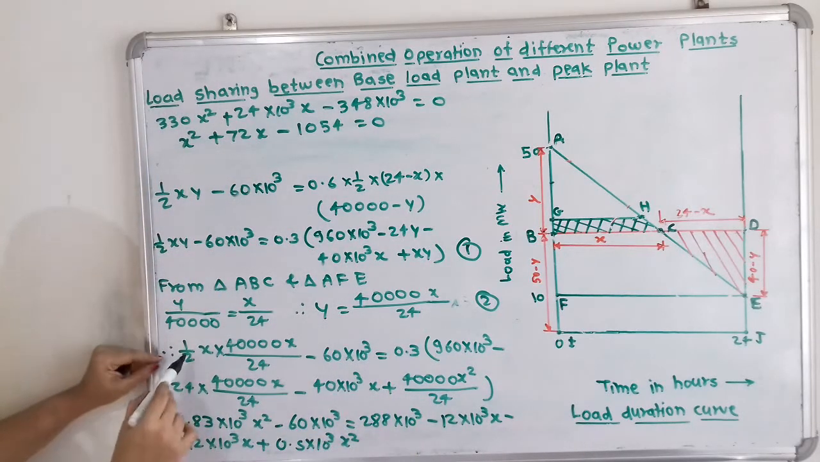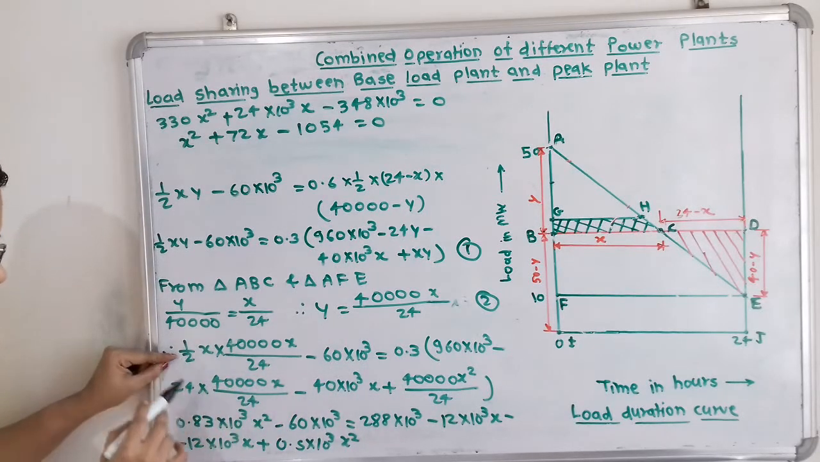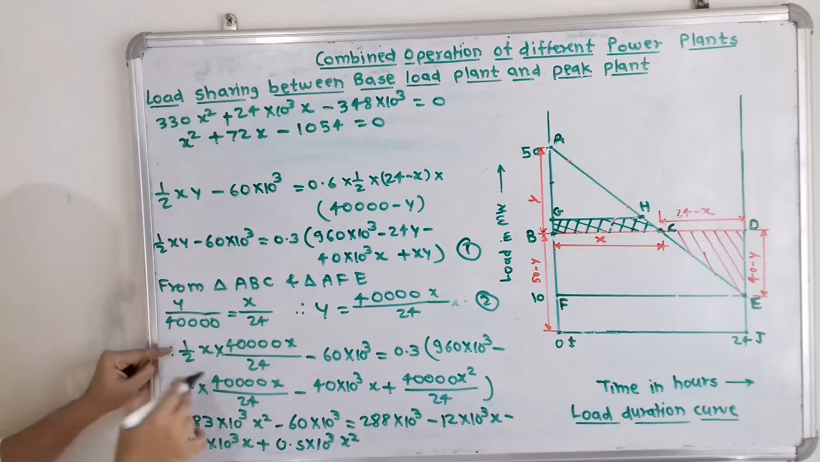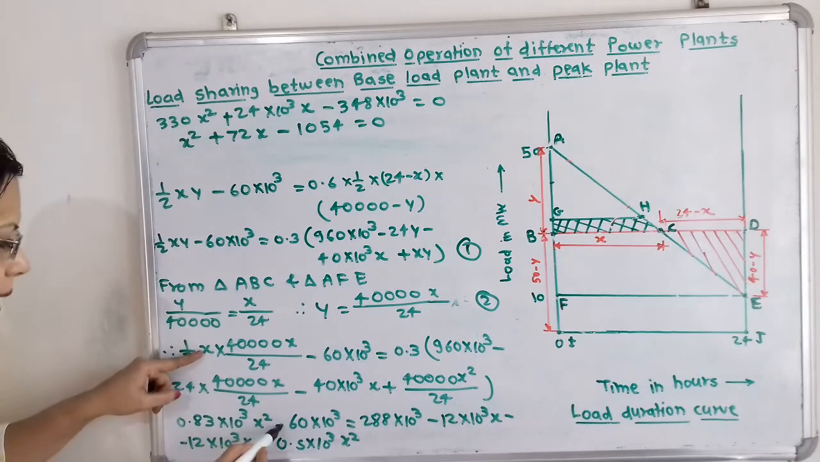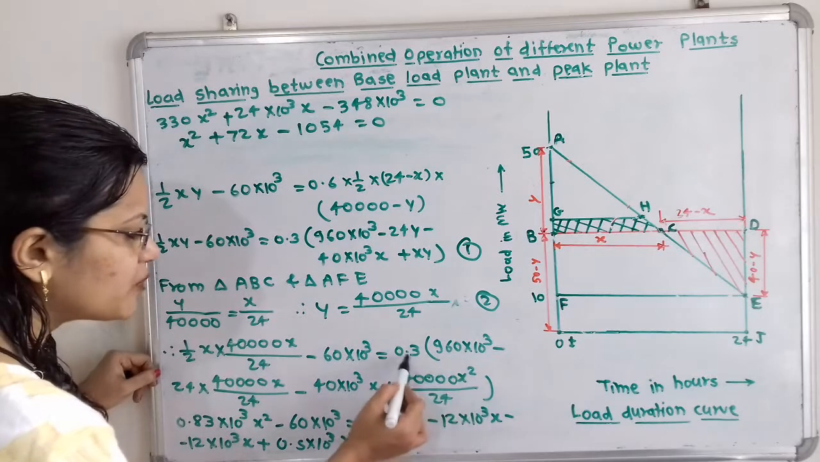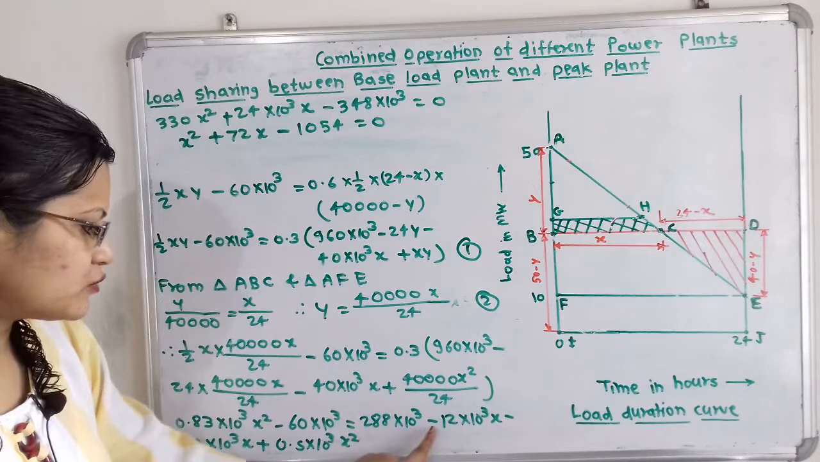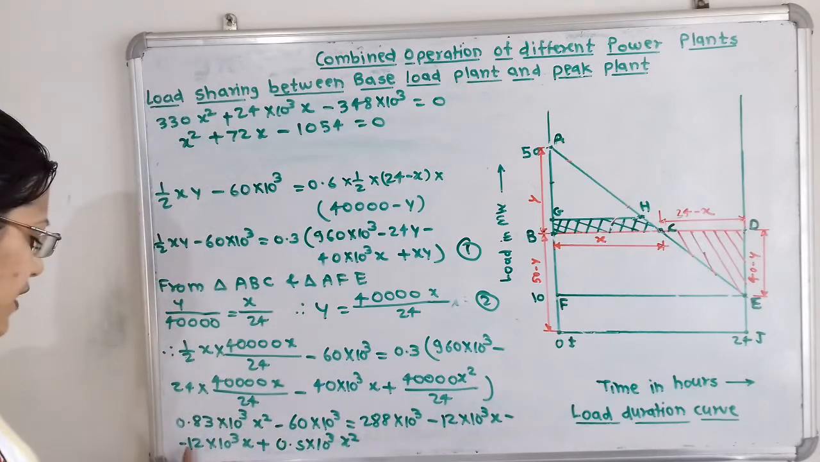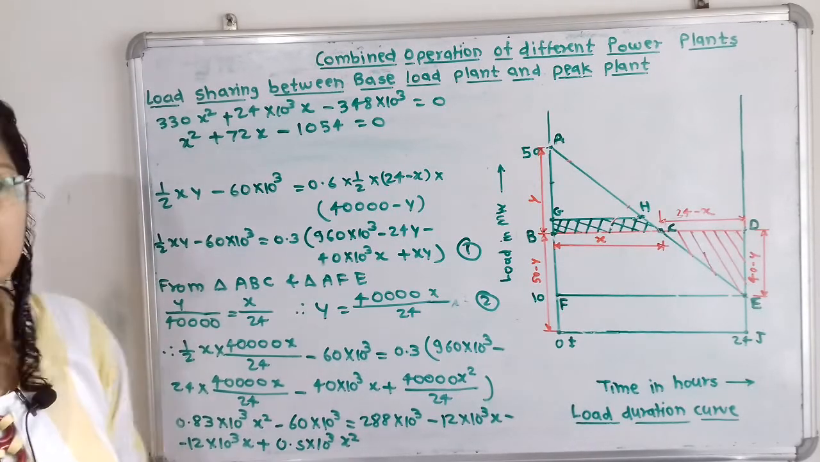So again we will write here, if we observe the left hand side, we can simplify this, that is half multiplied by 40,000 multiplied by 24, that is 0.83 × 10^3 x² minus 16 × 10^3. And on the right hand side, if we multiply each term with 0.3, then 288 × 10^3 − 12 × 10^3 x − 12 × 10^3 x + 0.5 × 10^3 x².